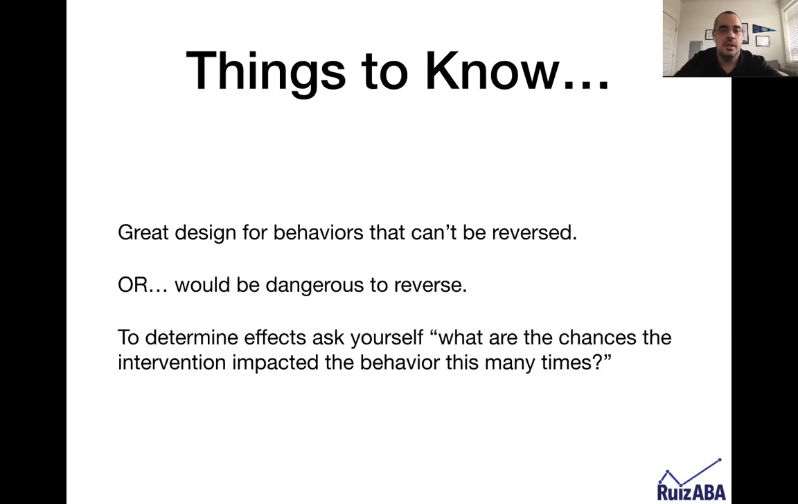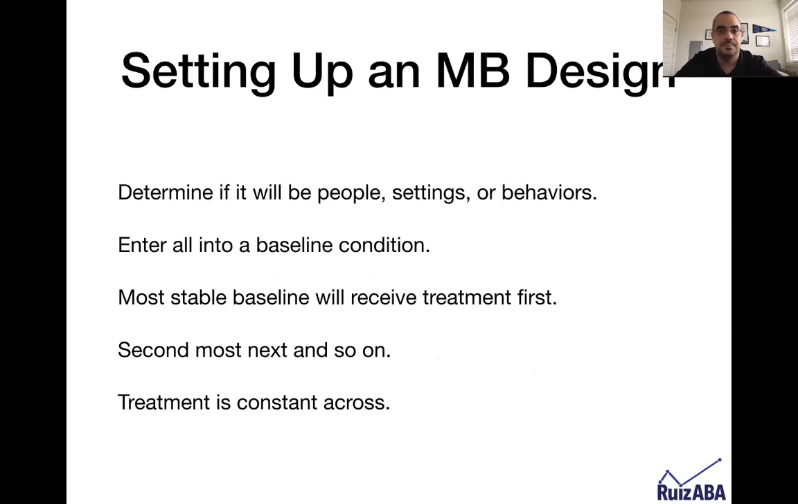But if you want to know if there's a functional relation, you have to ask yourself, what are the chances that the intervention impacted the behavior this many times, or impacted the different settings this many times? So, you want to have a minimum of 3. But the more participants you have, the stronger the case you're going to make for your intervention.